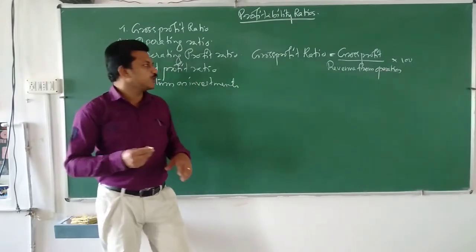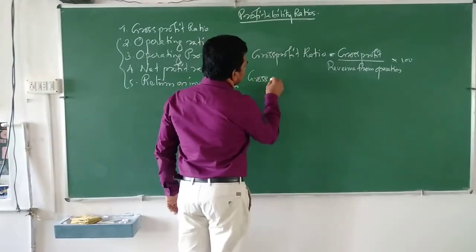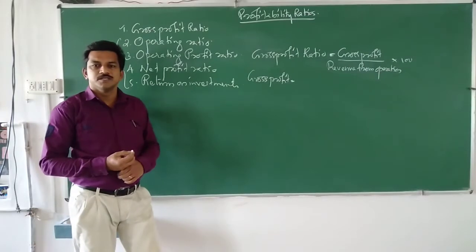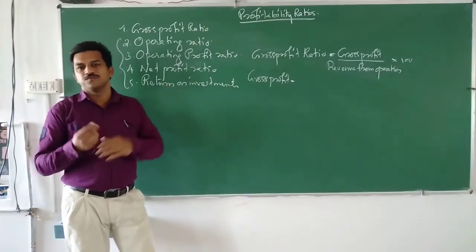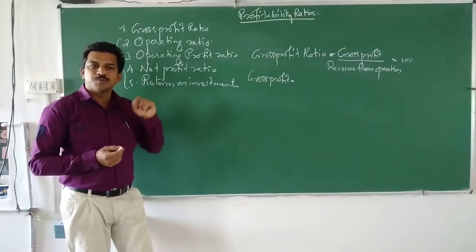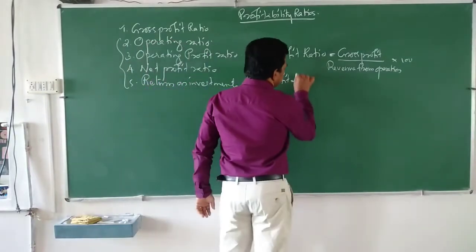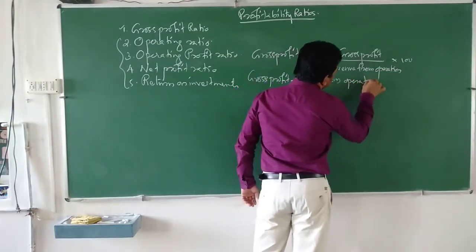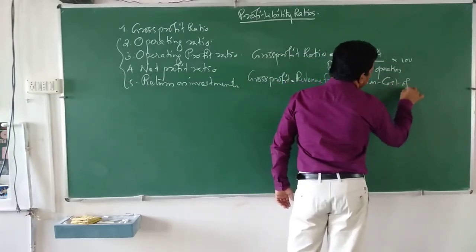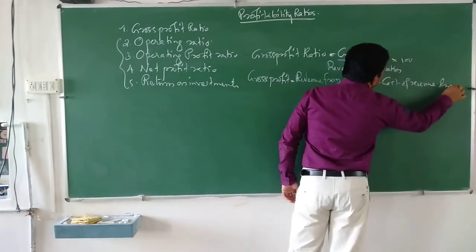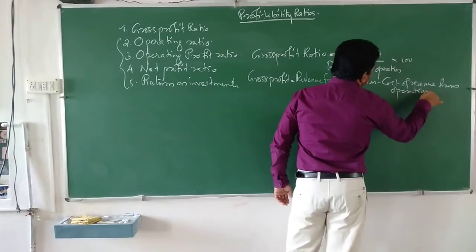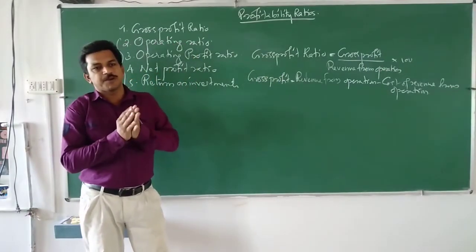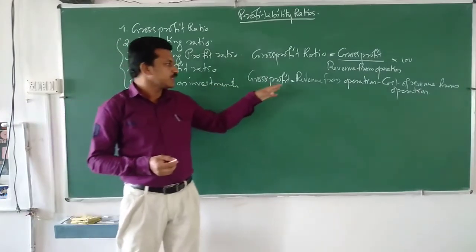Then how can we find out gross profit? Last year also we studied this equation. Gross profit is equal to revenue from operations, or sales, minus cost of goods sold. Or we can say revenue from operation minus cost of revenue from operation. Is it clear? Okay. So gross profit is equal to revenue from operation minus cost of revenue from operation. This is the equation for calculating gross profit.